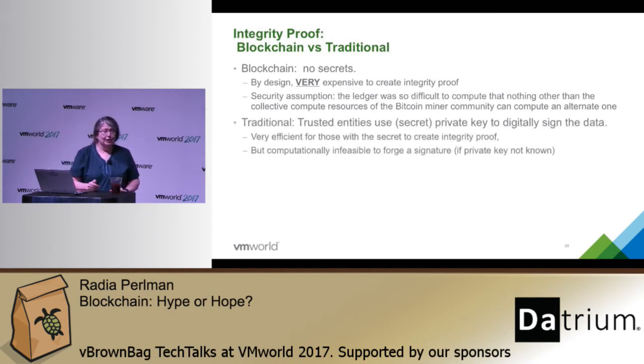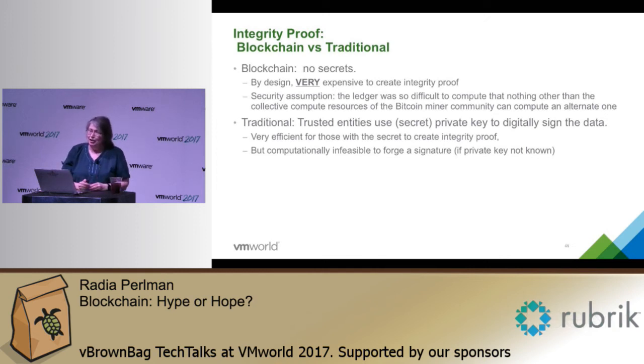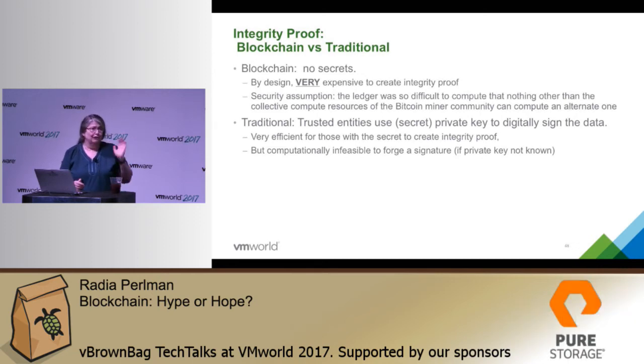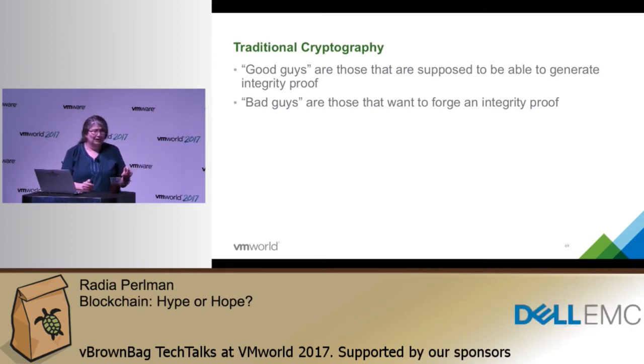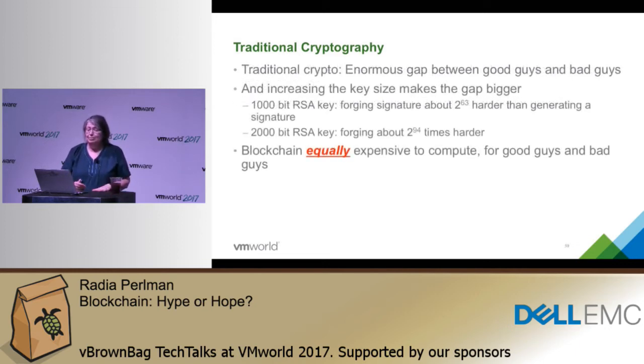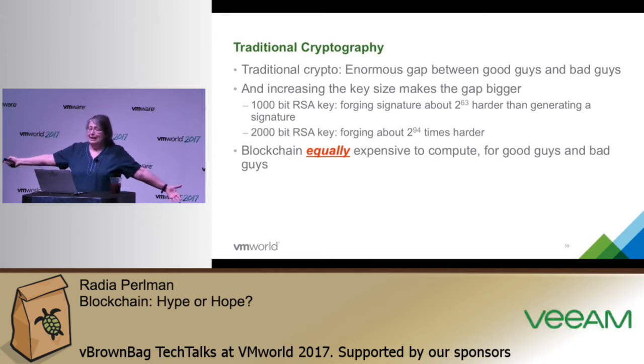Whereas with traditional cryptography, like public key stuff, the trusted entities know a secret, like a private key, and it's computationally very simple for them to create a signature, but computationally enormously much more expensive to forge if you don't know that secret. So with my terminology, a good guy is someone that knows the secret, they're authorized to do it, a bad guy is someone trying to forge it. With traditional cryptography, there's an enormous gap between the compute necessary by the good guys and the bad guys, and increasing the key size makes the gap bigger.